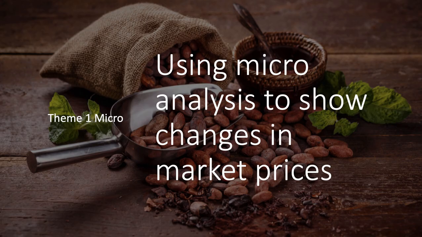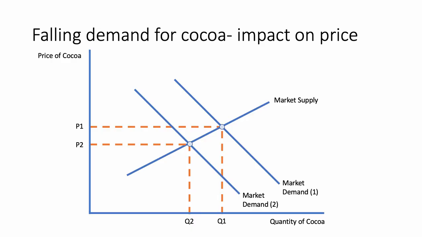So very quickly, just to finish off with, let's think about how we could use a little bit of analysis to show the changes in price. If there's a fall in demand for cocoa, then we would see an inward shift of the market demand curve from MD1 to MD2. And in the absence of any change in the supply curve, an inward shift of demand causes the price to fall from P1 to P2 and less cocoa to be traded in the market. So an inward shift of demand causes prices to fall.